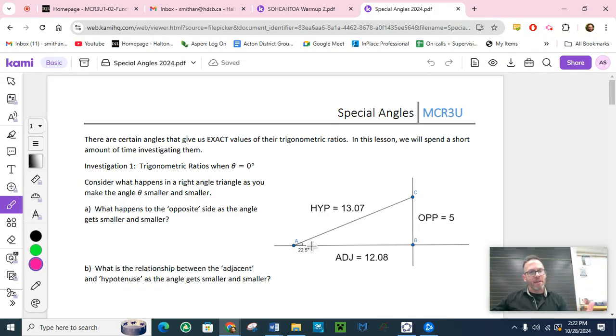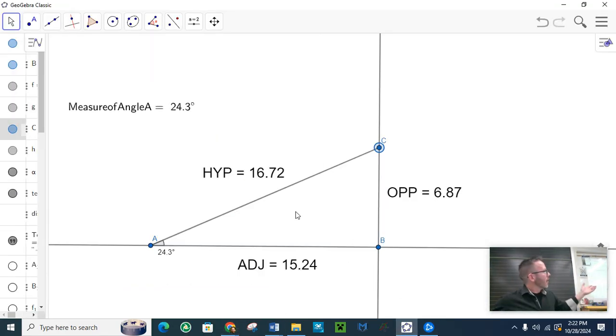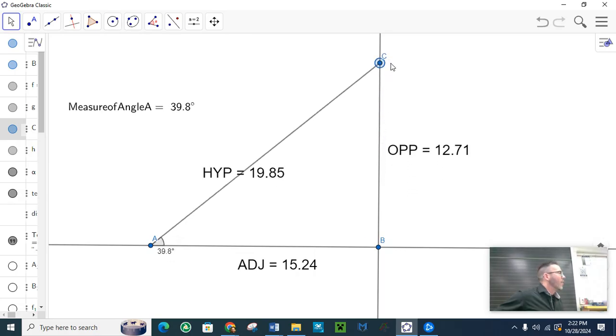So consider the dynamic geometry software I have up here. I've got just some random triangle drawn here, but this angle B is fixed at 90 degrees. It's always going to stay 90. And right now, this angle is 24.3. Can you guys observe what happens to the opposite side as I make that angle super tiny? And what happens to the adjacent and hypotenuse? What's the relationship between those as I make the angle smaller and smaller?